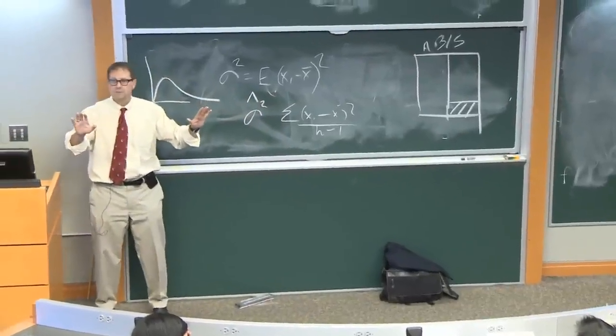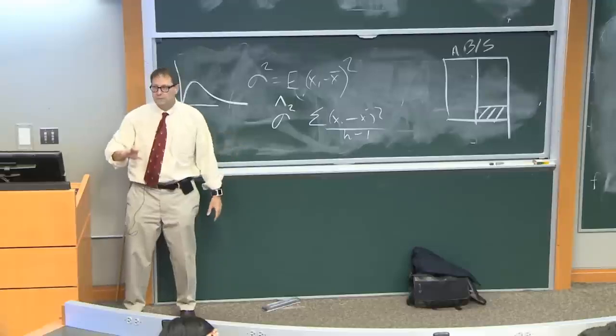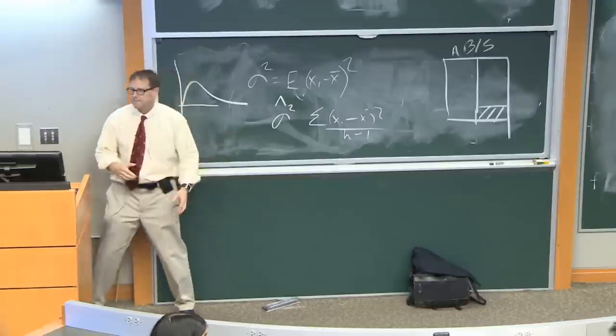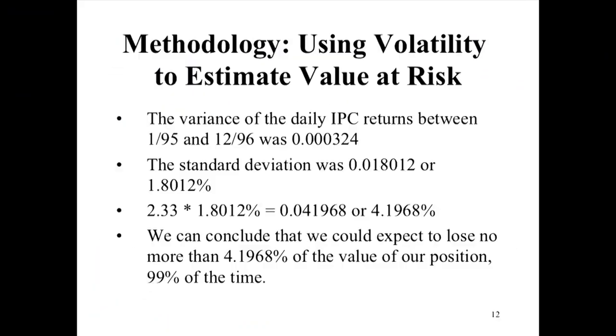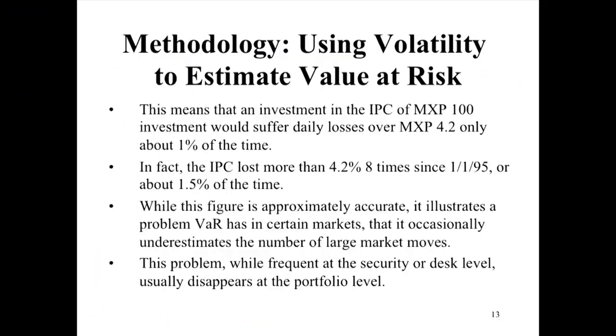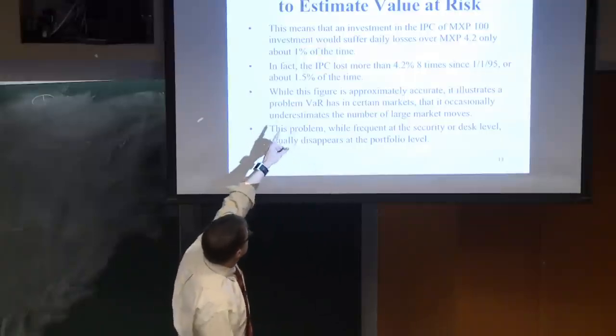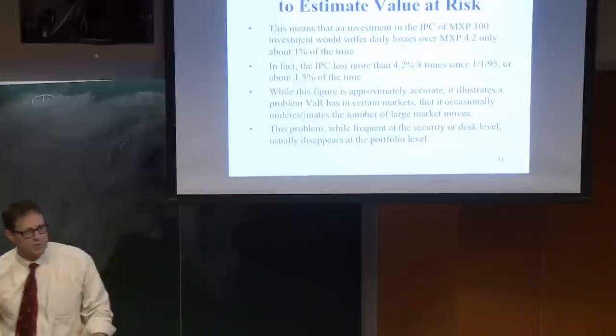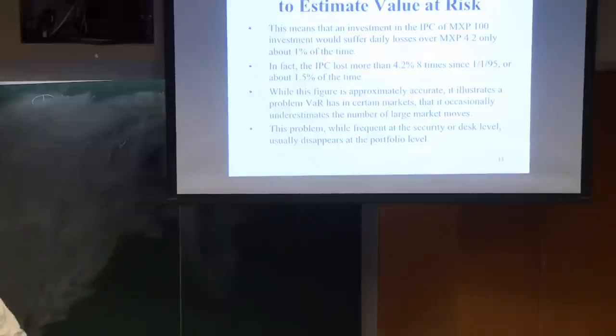Any other questions? Peter, have you talked about the student distribution yet? We introduced it in the last lecture, and the problem set this week does relate to that. But all right, perfect lead-in. So the statement I made is 1% of the time I'd expect to lose more than 4.2 pesos on a 100 peso position.